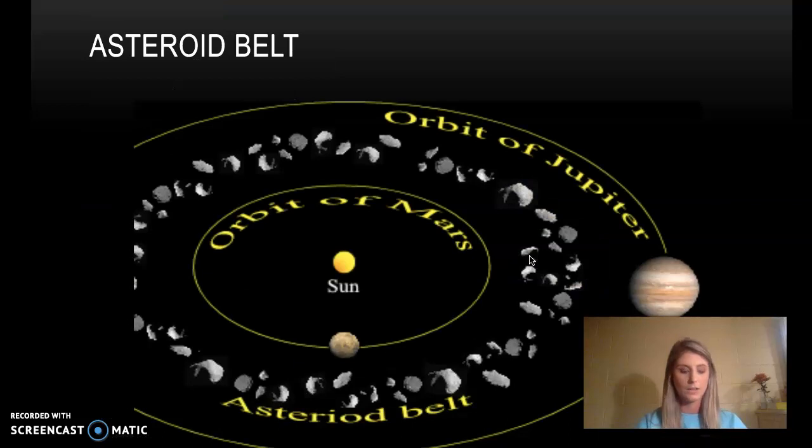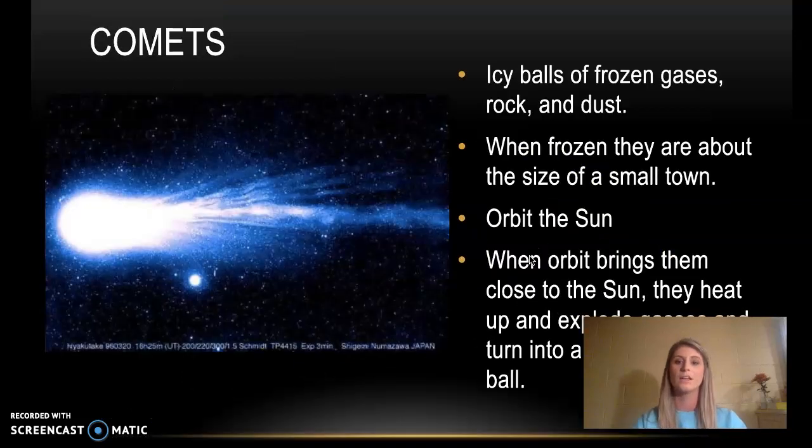Okay, we're going to go ahead and move on to comets. Comets are icy balls of frozen gases, rock, and dust. A lot of people compare them to snowballs, but they are very cold. They're frozen gases, and when they're frozen, they're about the size of a small town.